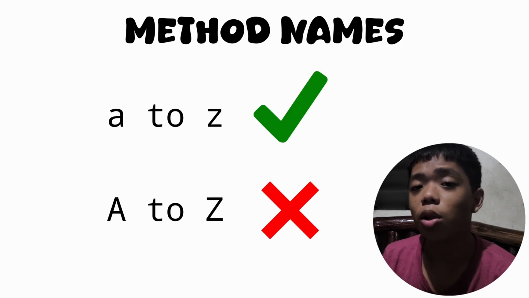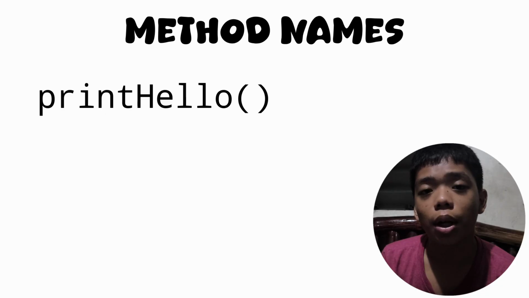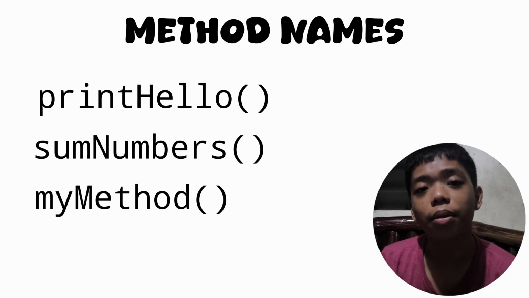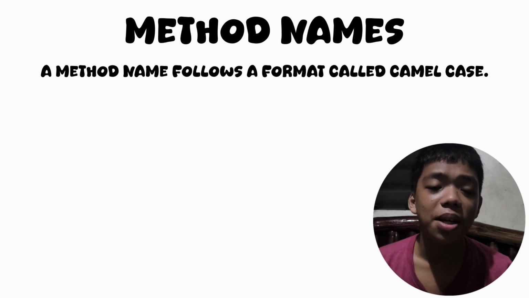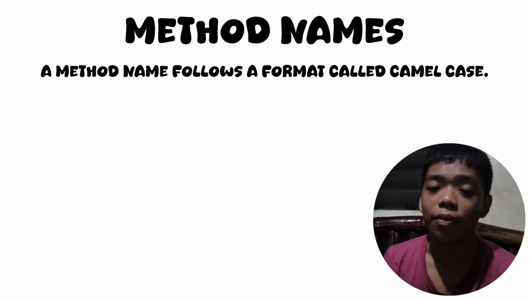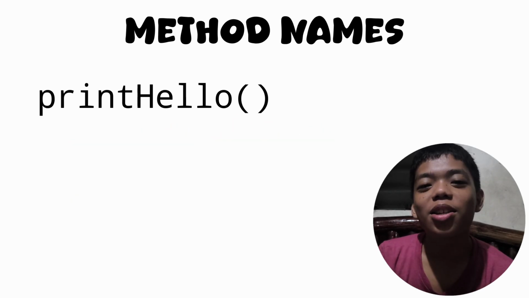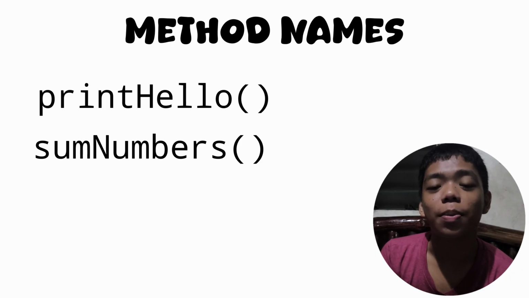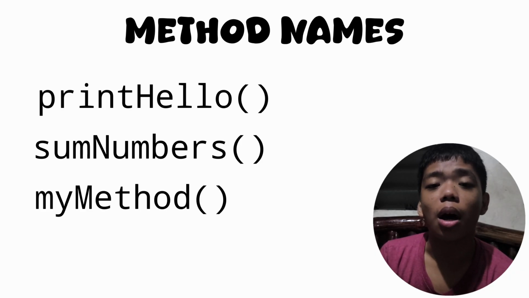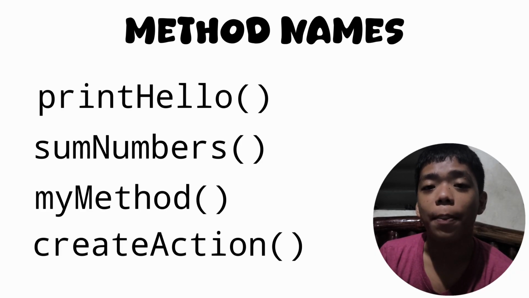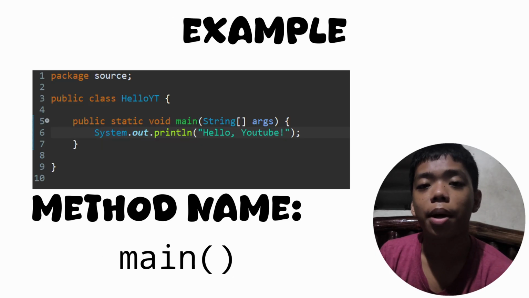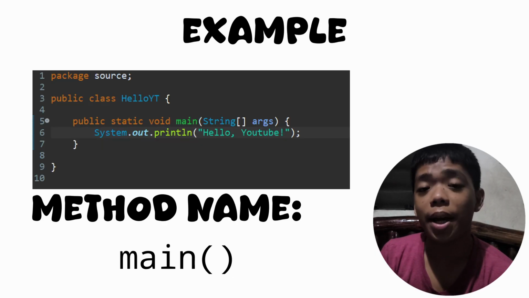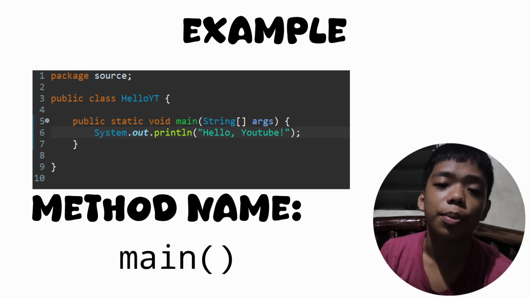For method names, all method names should start with a lowercase letter. If several words are used to form the name of the method, then each inner word's first letter should be in uppercase. That means a method name follows a format called camel case. This is where the first word starts with a small letter and your second and other words start with capital letters. For example, just like we did earlier with our main method, public static void main, main starts with a small letter.